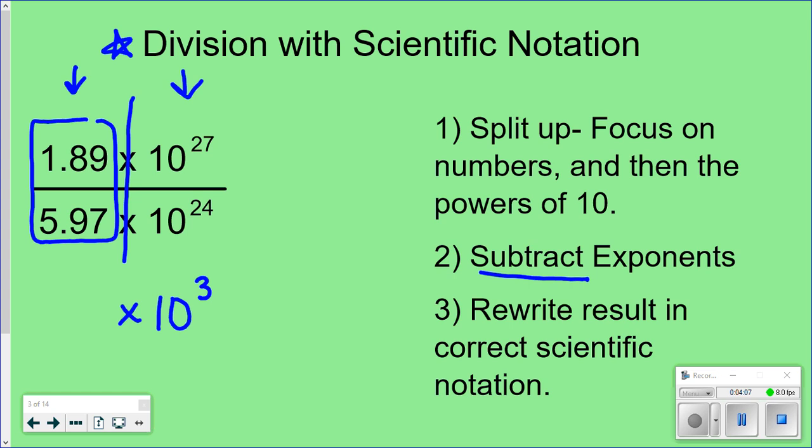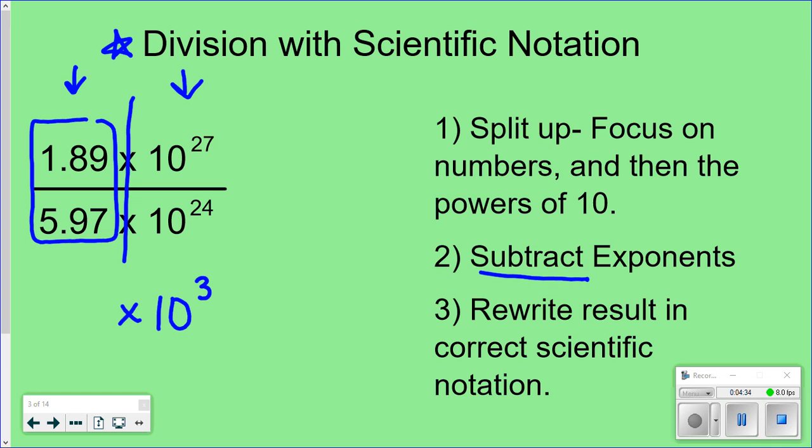I gotta work on my calculator a second. Let's see, I want to reset. All right. Let's try again. So 1.89, I tried it before and I got a 0. I knew that wasn't right. Divided by 5.97.